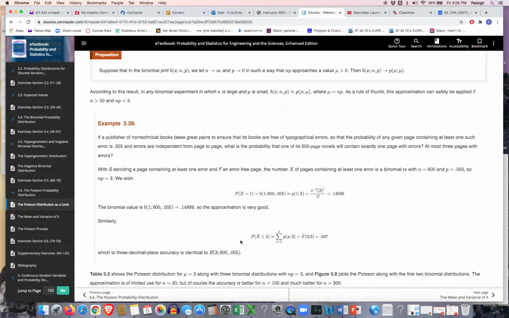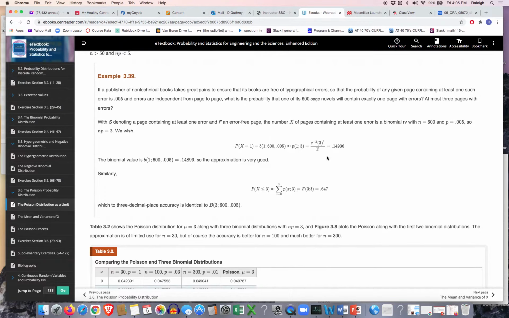And if you needed to find less than or equal to 3, you may take that number for 1 and add it to x equals 0, x equals 2, x equals 3. Get them all together. I'm not going to show the work on that. And find that it's close to 65%. So if you're looking for a book that has 3 pages or less with errors, you've got a pretty good shot at it, about a 2/3 chance that would occur.